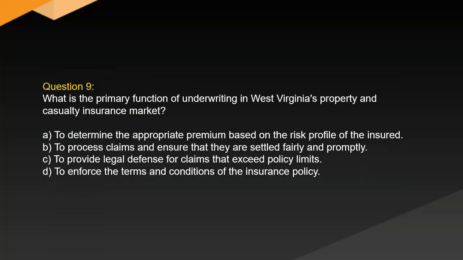Question 9. What is the primary function of underwriting in West Virginia's property and casualty insurance market? A. To determine the appropriate premium based on the risk profile of the insured. B. To process claims and ensure that they are settled fairly and promptly. C. To provide legal defense for claims that exceed policy limits. D. To enforce the terms and conditions of the insurance policy.